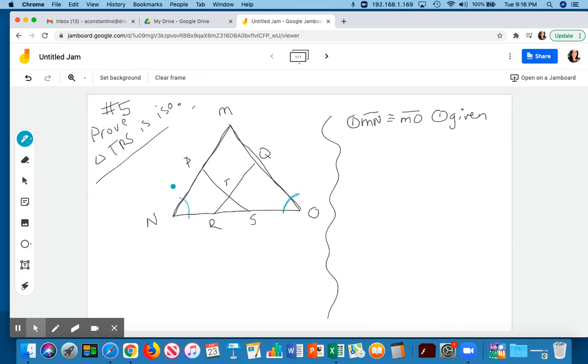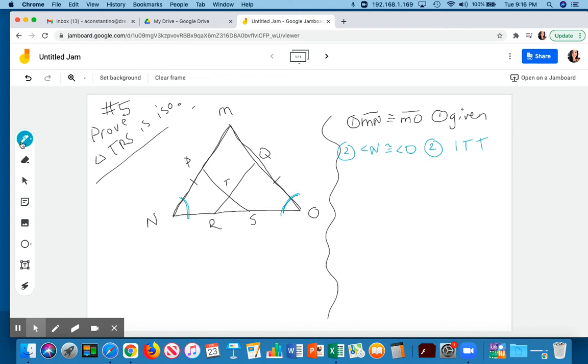And if we know that this whole side is the same as this side, then we also know that these base angles are congruent. So that's going to be step 2. You're going to say angle N, sorry, my handwriting sucks, is congruent to angle O. And this is just going to be the isosceles triangle theorem. Okay, that's going to be important as we move forward.